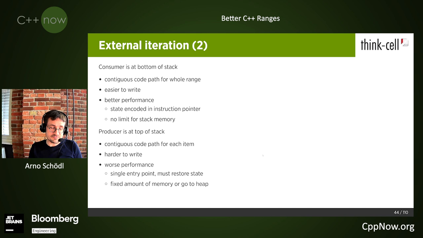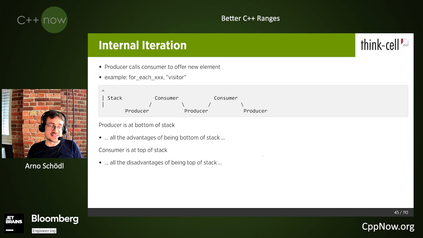Now, internal iteration turns this whole thing on its head. The producer will call the consumer to offer a new element. So examples are these visitor patterns, or the for each something functions. And there, the producer has all the advantages of being at the bottom of the stack. And the consumer has all the disadvantages of being at the top of the stack. And right now, we don't have that option really with iterators to do it that way.